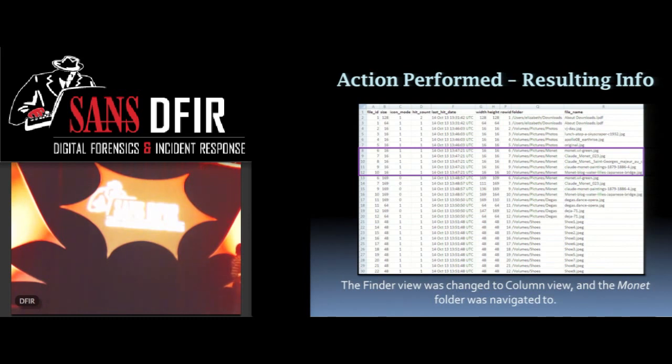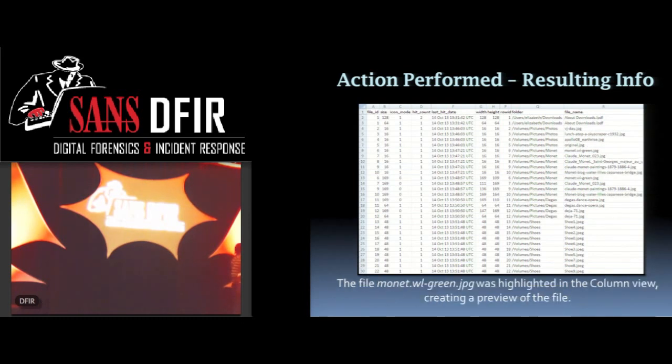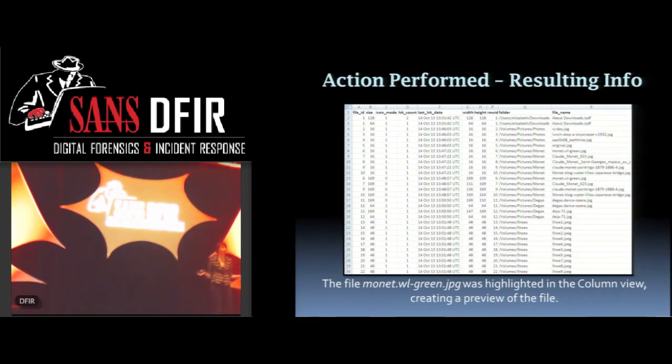Then the next thing I did was I highlighted that one picture in the column view, to make the big one on the side, but nothing happened. So nothing is circled because it didn't do anything.